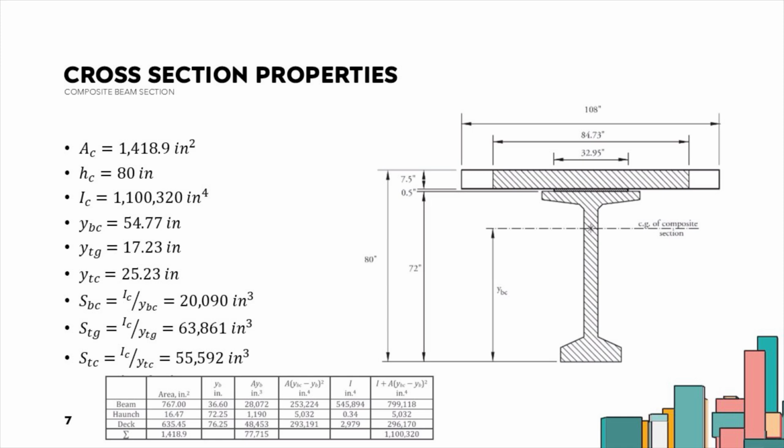In order to determine the transformed flange width, you multiply the effective flange width by the modular ratio, which is the modulus of elasticity of the slab divided by the modulus of elasticity of the beam. This results in a transformed flange width of 84.73 inches. The same process applies to determine the transformed width of the haunch. Now that we determine this, we can find the moment of inertia for the composite area, which includes the beam, haunch, and deck.